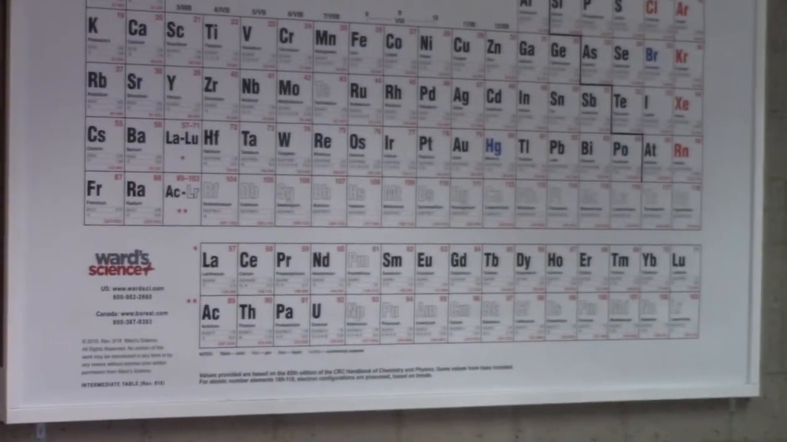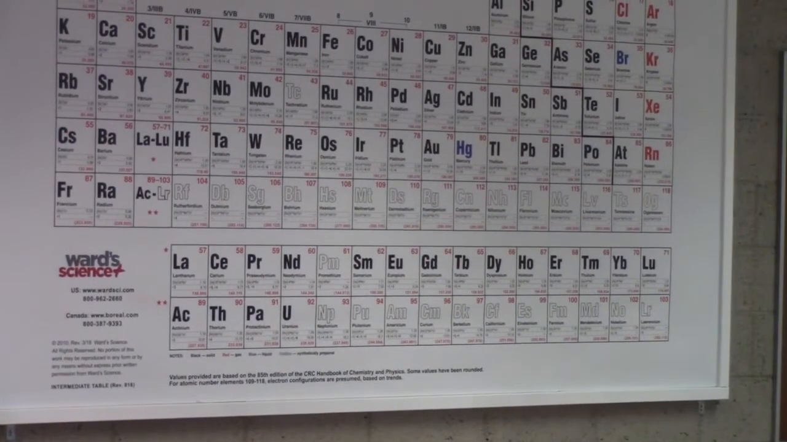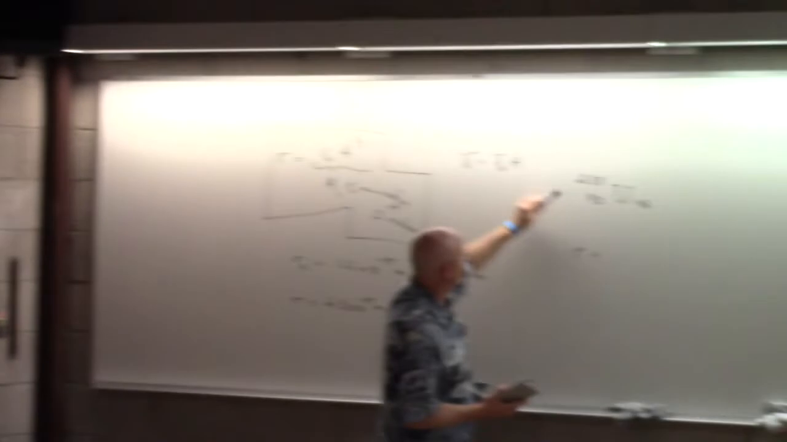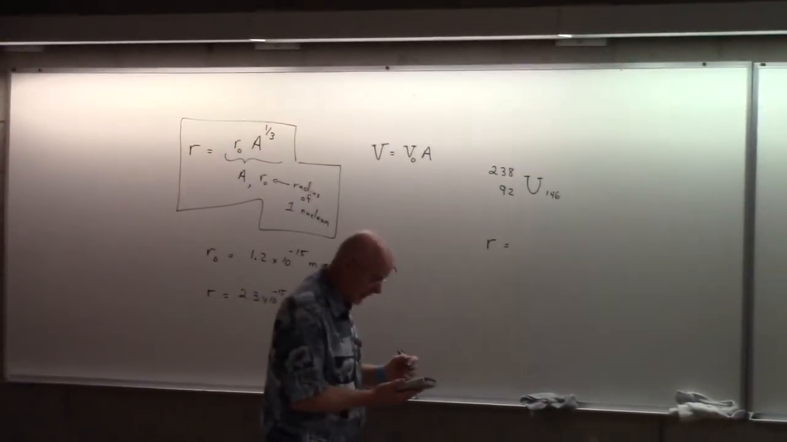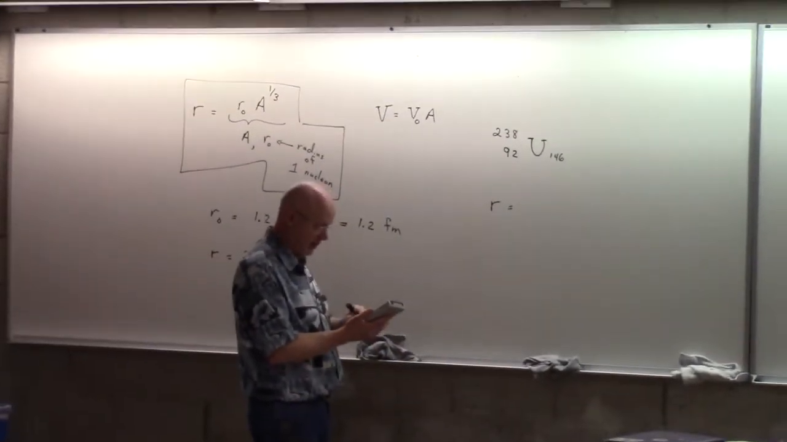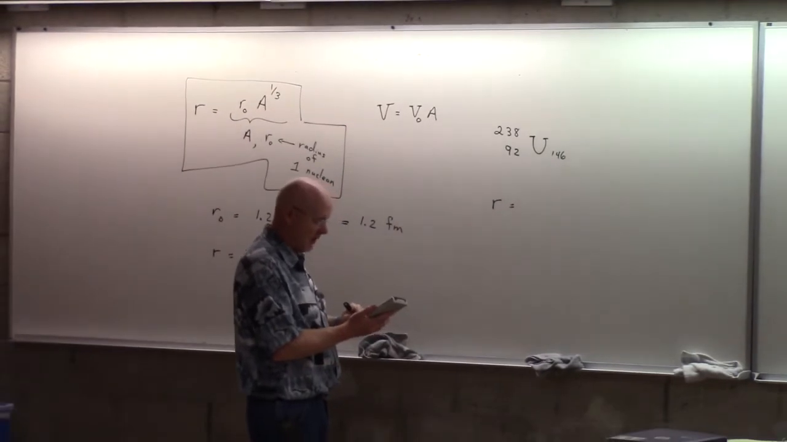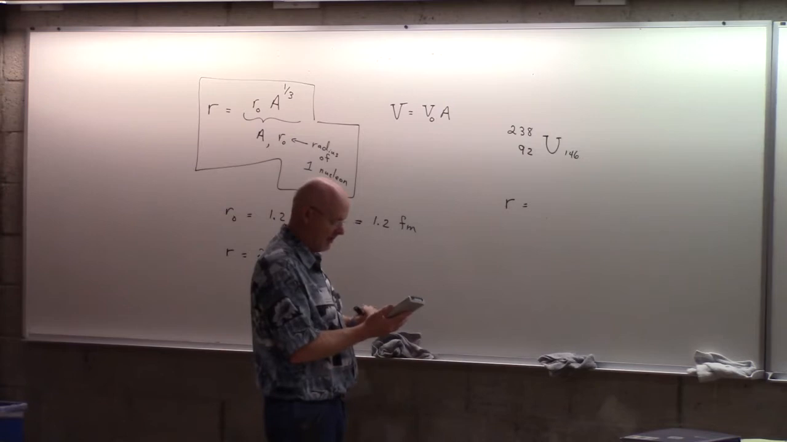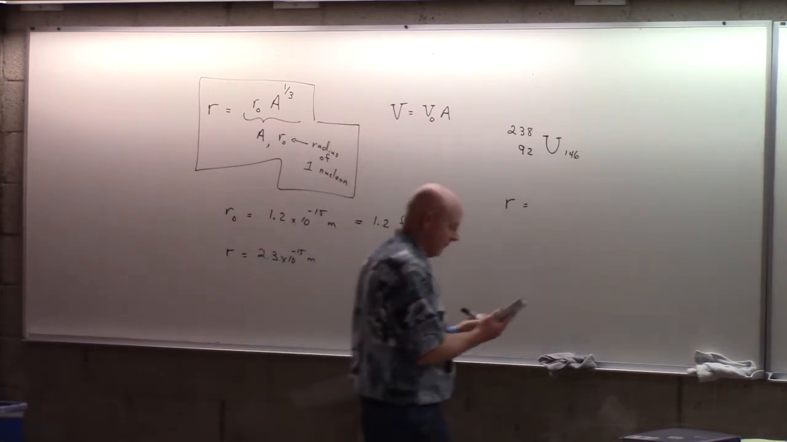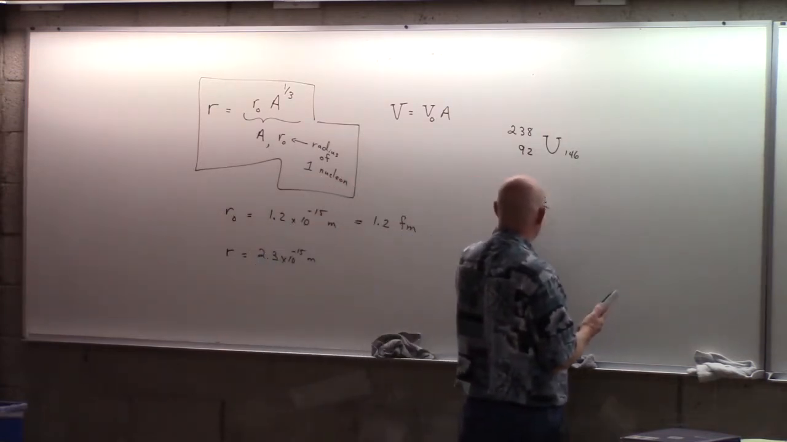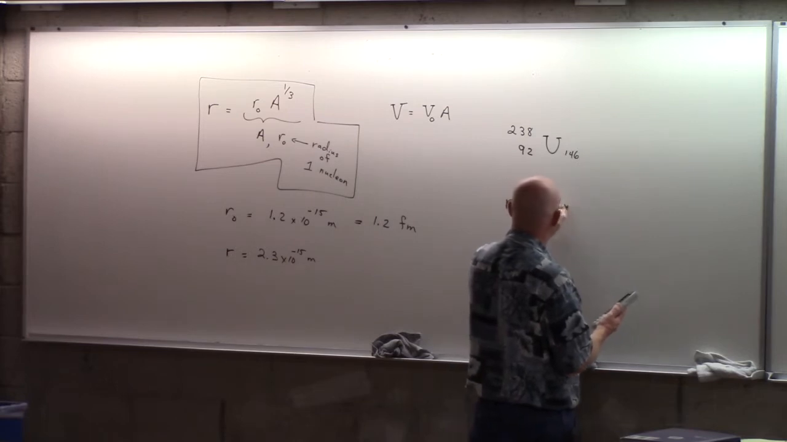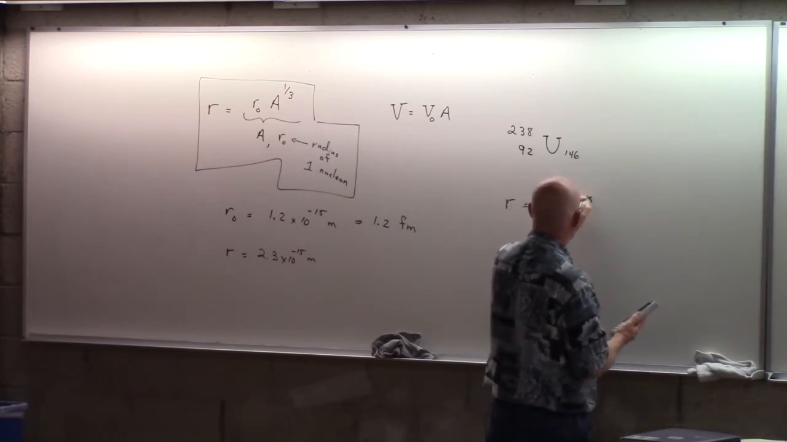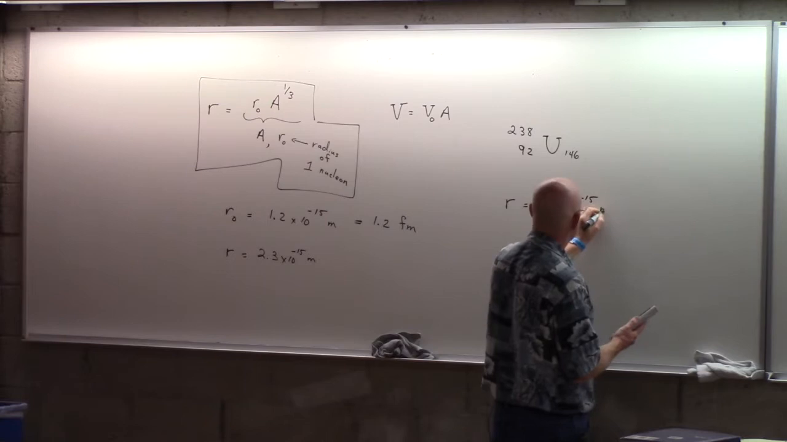But again, if I wanted to know the radius of uranium, the biggest atom, I'll go ahead and take how many nucleons do I have? So 238, raise it to a power of 1/3, and then multiply that by 1.2. And so we are looking at 7.4 times 10 to the minus 15 meters.